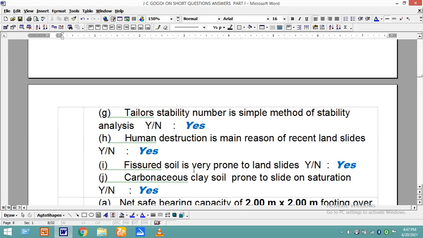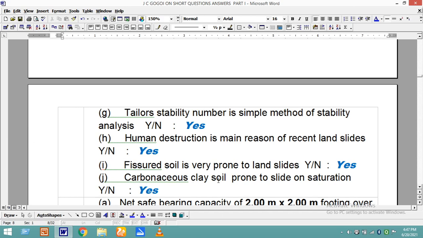Fissured soil is very prone to landslide. Yes, fissures mean a sheet-like formation, one sheet upon another sheet upon another sheet. So if one sheet is damaged or slides out, the entire hill slides.